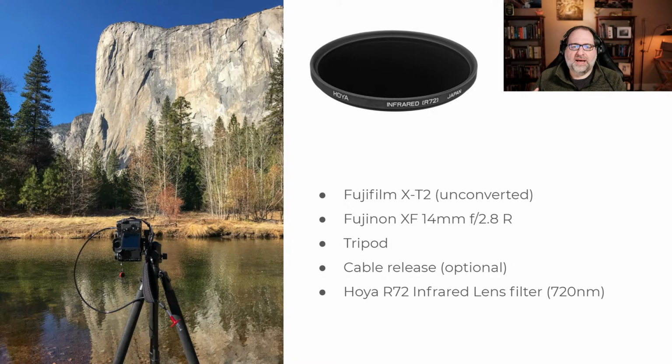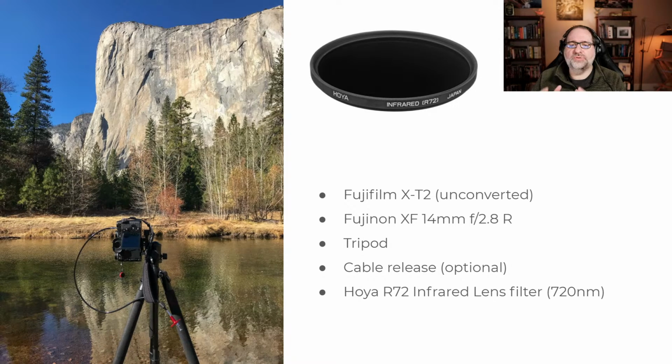So I've got a tripod and I've got a cable release, which is entirely unnecessary. I could have used a self-timer, but I really like how using a cable release sometimes forces me to slow down and think about what I'm doing. And then, of course, I have the Hoya R72 lens filter, which is kind of the standard of 720 nanometer lens filters.